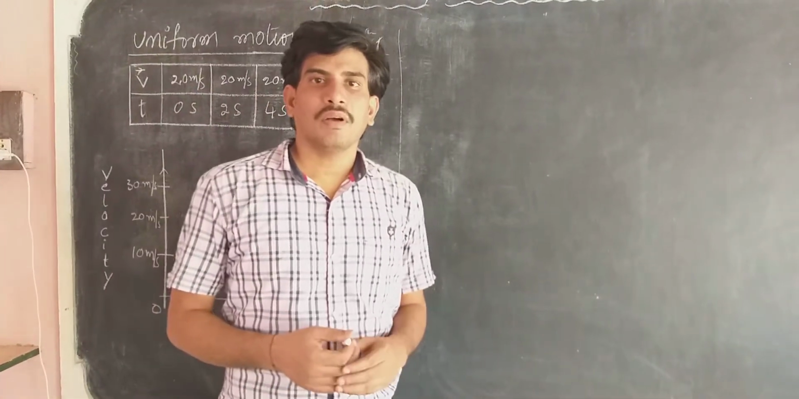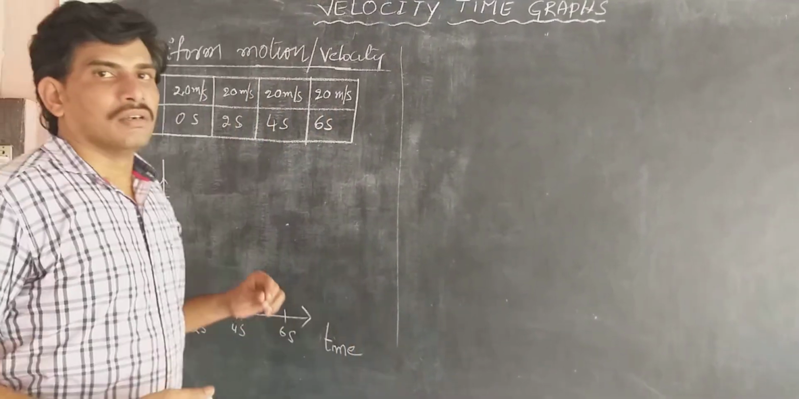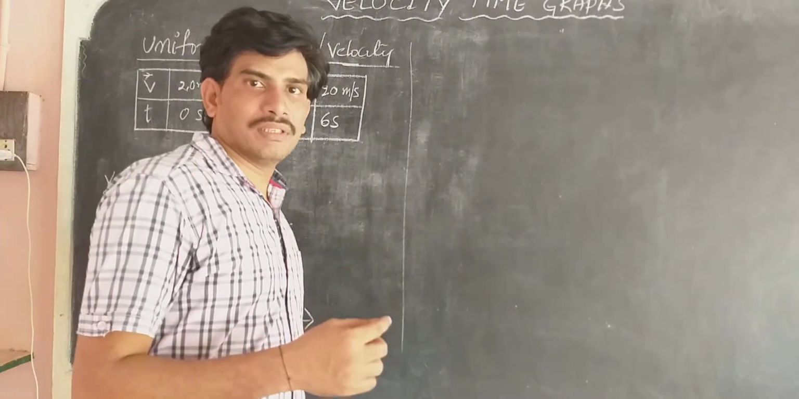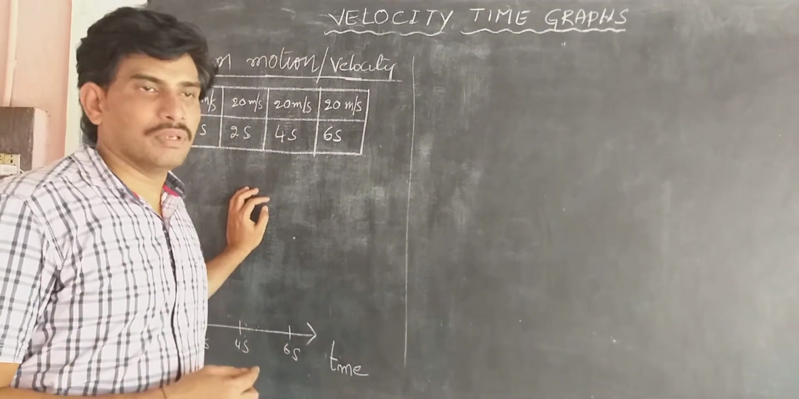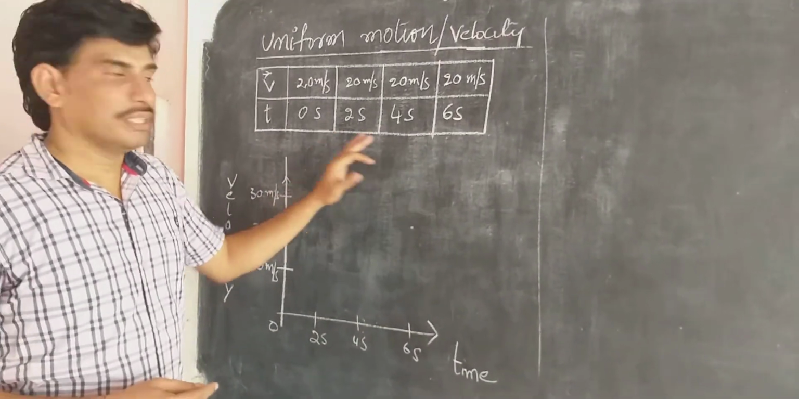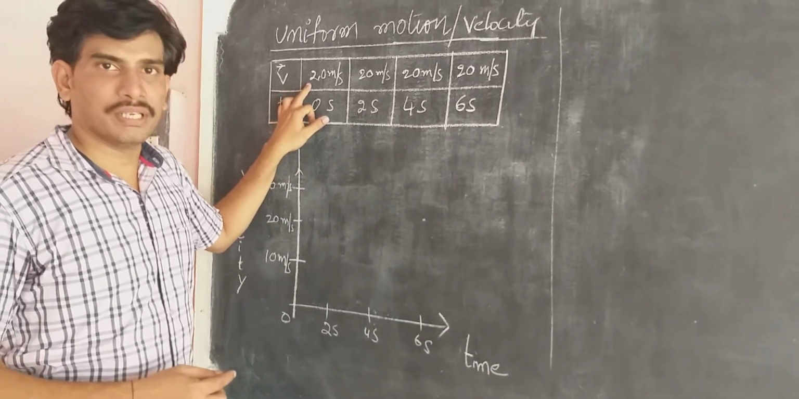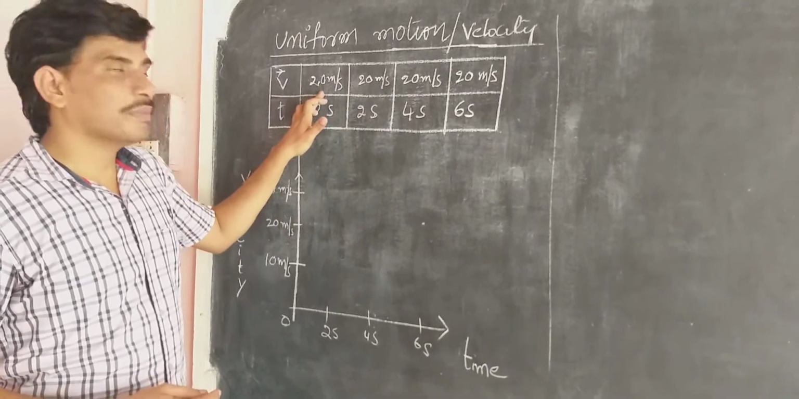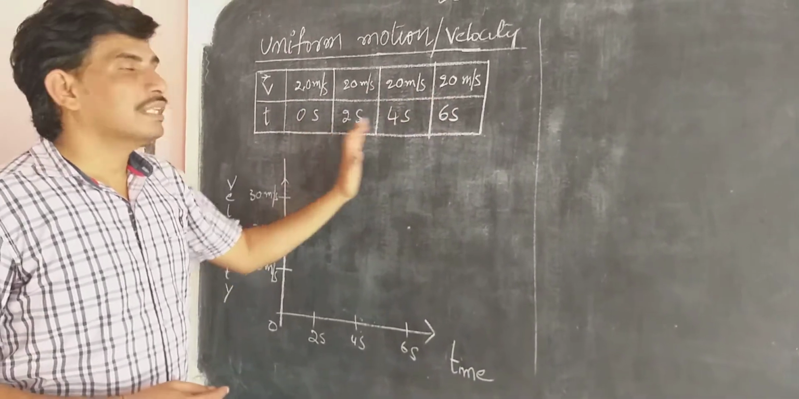Velocity time graph of a uniform velocity body or uniform motion. What is uniform motion? If the object is continuing its motion with a constant speed in a particular direction. Here I took one example. If you observe here, the time is going to change continuously from 0 to 6 seconds. But the velocity of the object is constant, 20 meter per second. Initially it is moving with 20 meter per second and it continues with the same velocity 20 meter per second even as the time is changing.